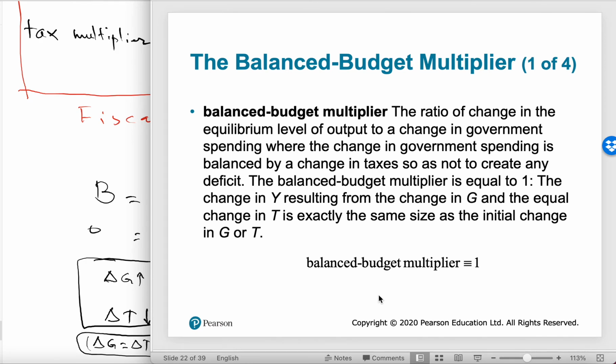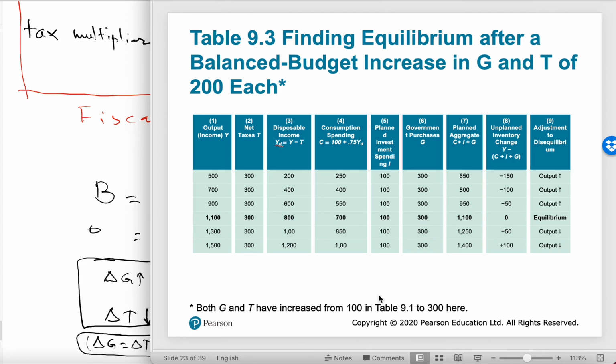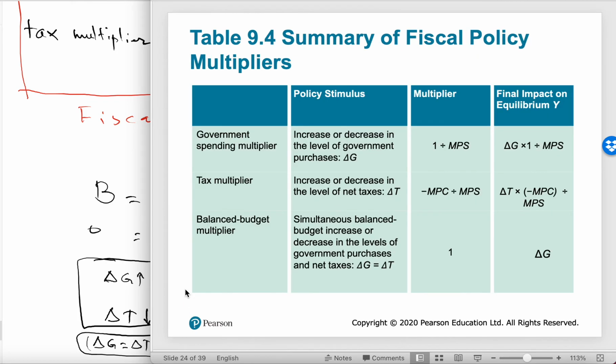The balanced budget multiplier is the combination of both. So if we increase both government spending and the tax each by 200, we would see that our economy will come to equilibrium, and the budget is not going to be changed. The budget is going to remain exactly balanced. And this is an alternative way.